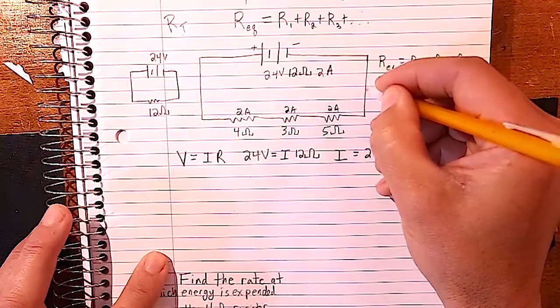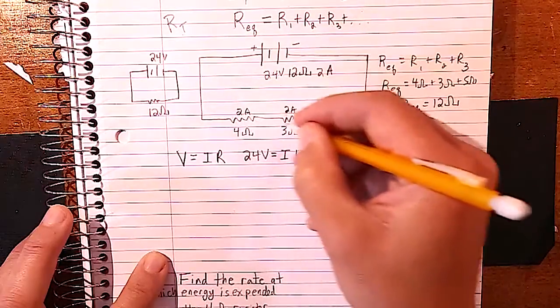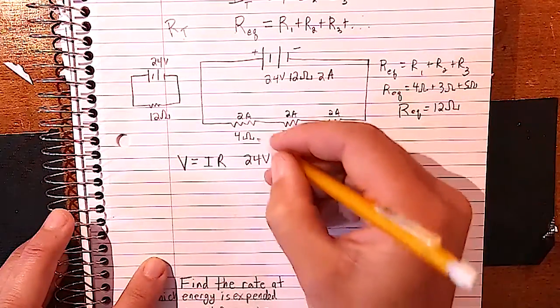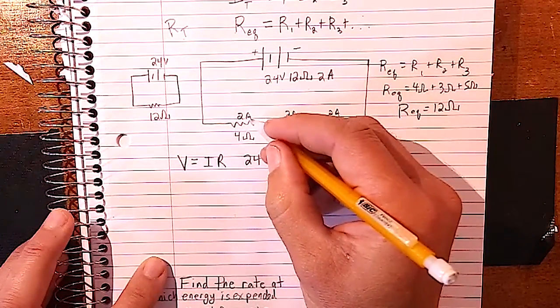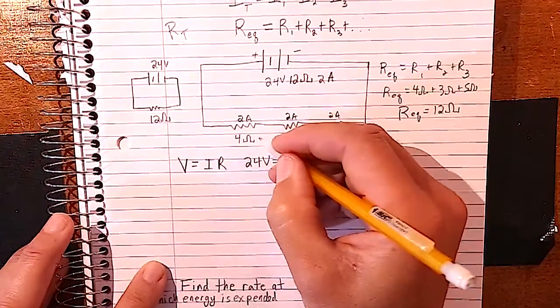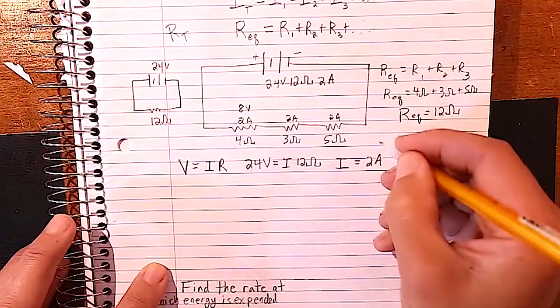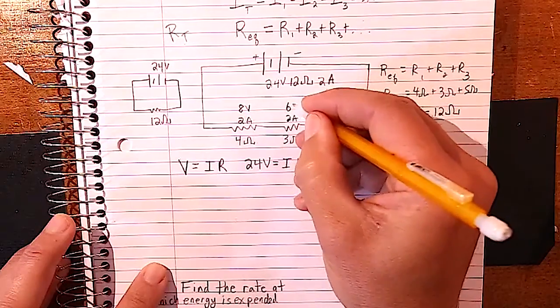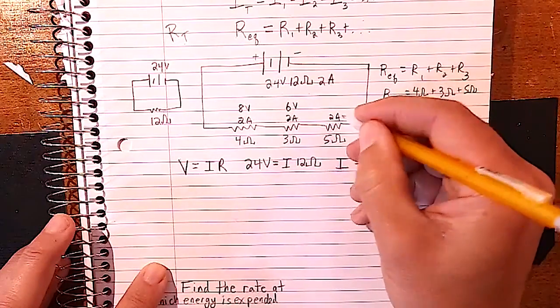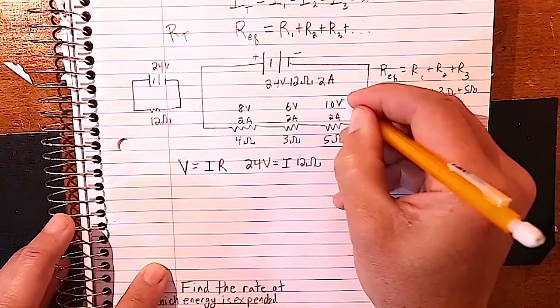And in fact, it's also 2 amps in the wires because it's the same everywhere. Now, using VIR, we can do V equals I times R. So that would give us 8 volts, and 3 times 2, that would give us 6 volts, and 5 times 2, that would give us 10 volts.